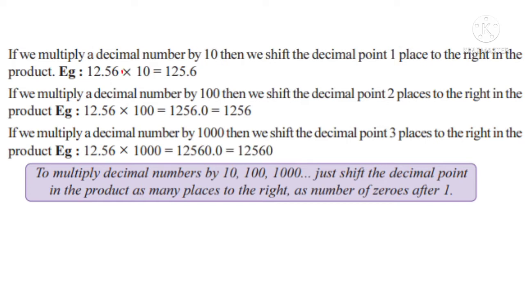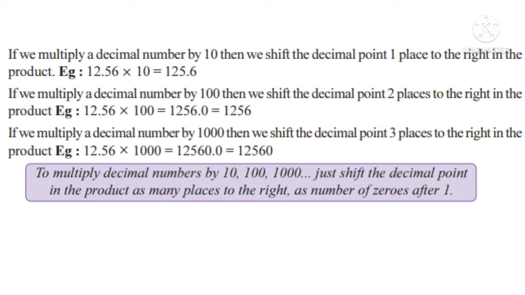If we multiply a decimal number by 10, then the decimal point will shift to the right by one digit. Example, in 12.56, the decimal point is on the left side of 5. Since we are multiplying with 10, there is only 1 zero. So the decimal point will shift right after 5, that is 125.6.